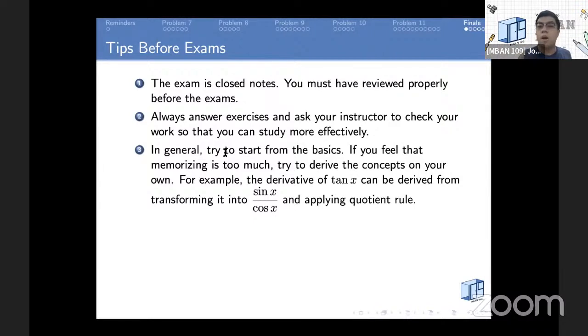So for example, kung gusto mo hanapin yung derivative ng tan x, you can just derive that by using quotient rule dun sa pag-convert ng tan x into sin x over cos x. So pwede nyo i-ganito, tapos try nyo i-derive on your own.